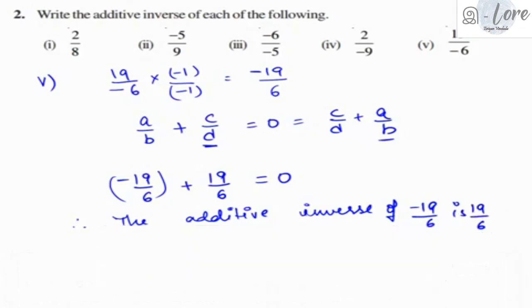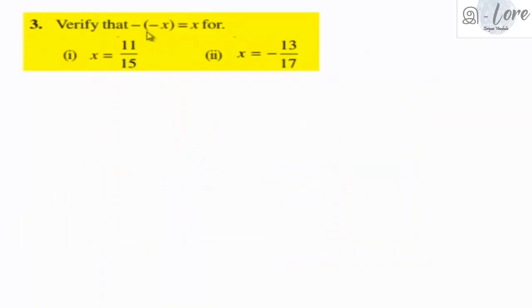That's it. Good. Any doubts? Let us move to the third question. Verify that minus of minus x is equal to x for x is equal to 11 by 15 and x is equal to minus 13 by 17. Let us take the first problem.